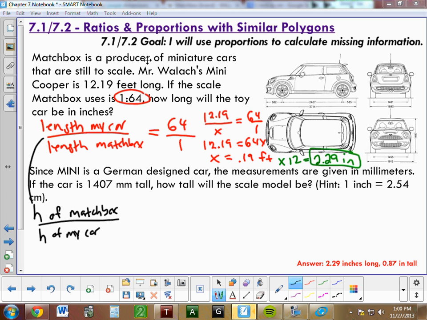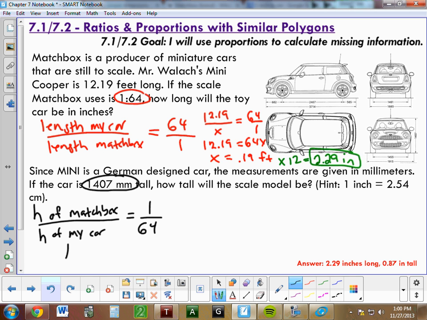Notice that those are reversed from the last time. It's okay, it's not a big deal. You can set it up either way, so it's fine. That should equal, now the Matchbox is the 1, and my car would be the 64, so we have to use the same proportions. So the thing is right now I'm in millimeters.